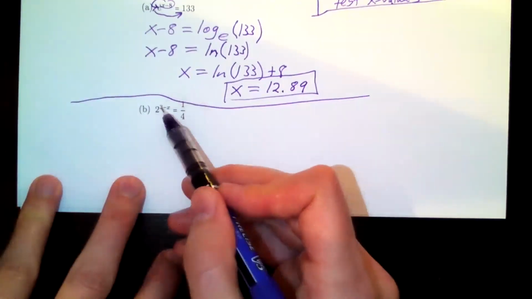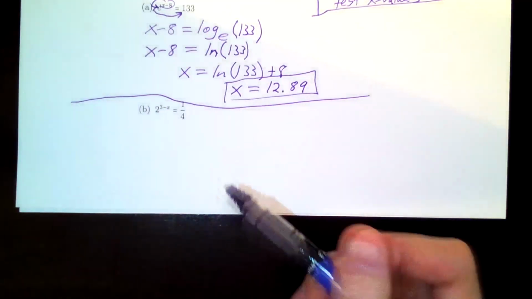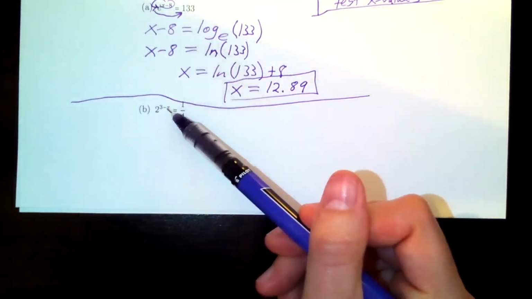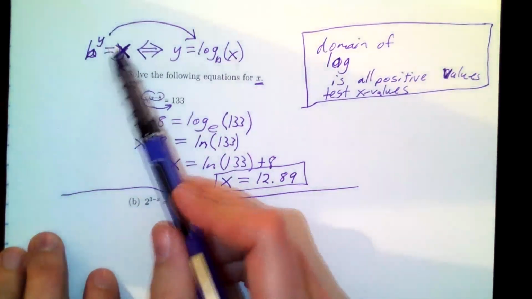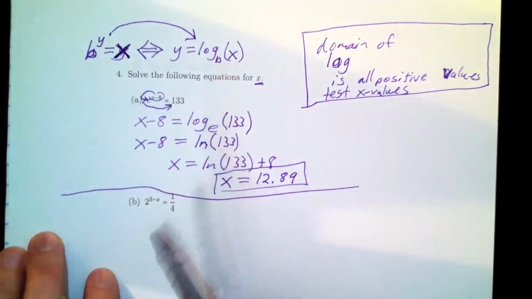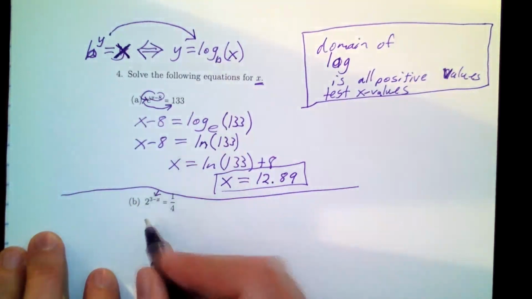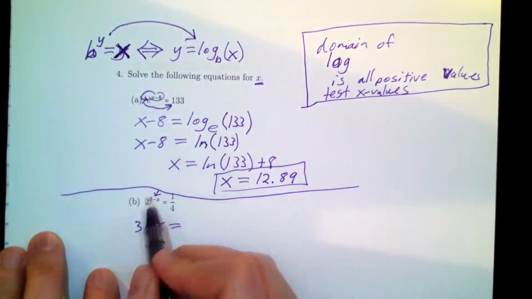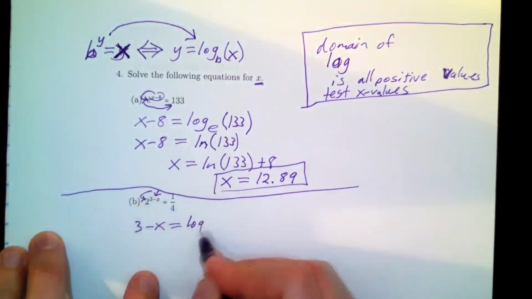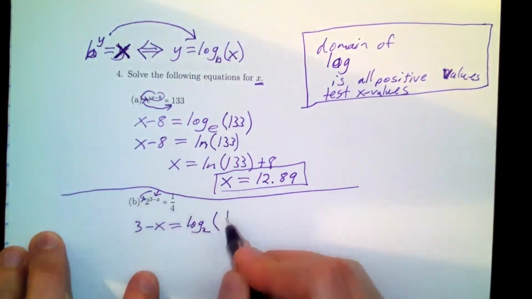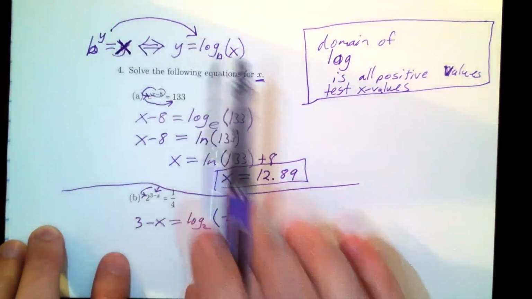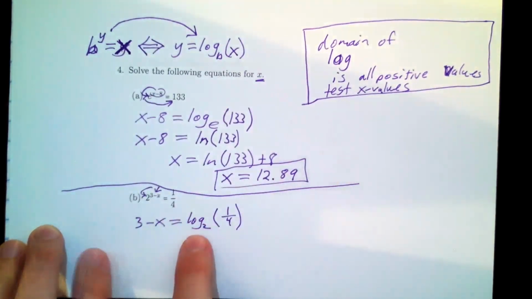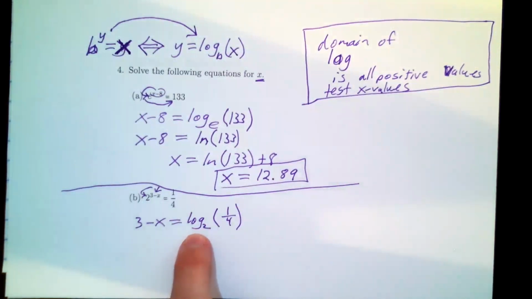I have 2 to the 3 minus x equals 1/4. Again, I'm trying to solve for x, and again, my x is in the power of something, and I want to bring it down. For that, I want to use my little conversion again. That's how you bring down your power. You have to convert it. So we do the same trick. We start with our power. We say 3 minus x equals log base 2 of 1/4. So we use this conversion and we convert the exponential form to the log form, and we're here. And then again, I'm supposed to solve for x.